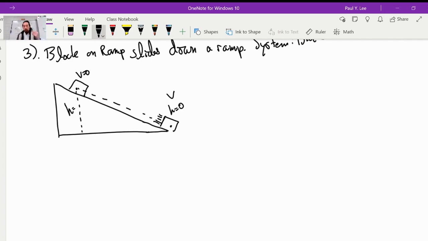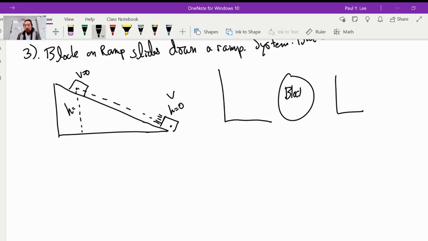All right. Now, let's create the energy bar charts. Once again, it is just the block. Now, there might be some of you that are tempted to put the Earth in there, but you cannot put the Earth in this situation because the problem specifically told you that the Earth is not a part of this situation.